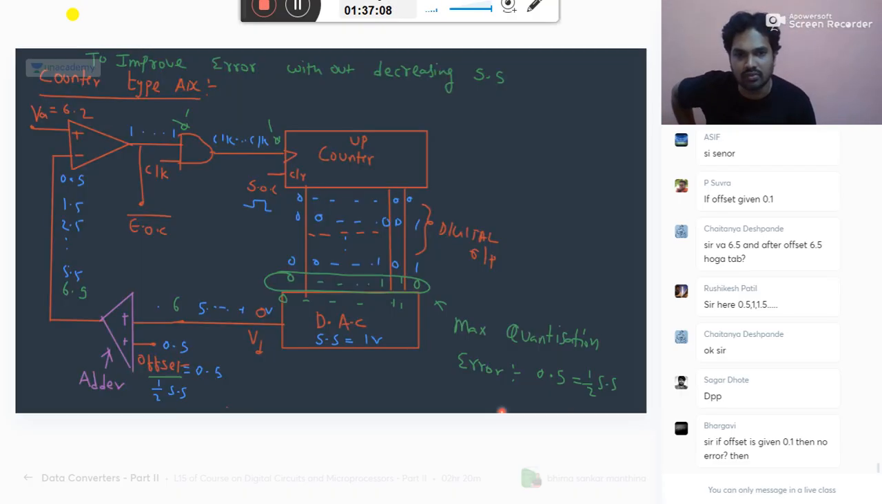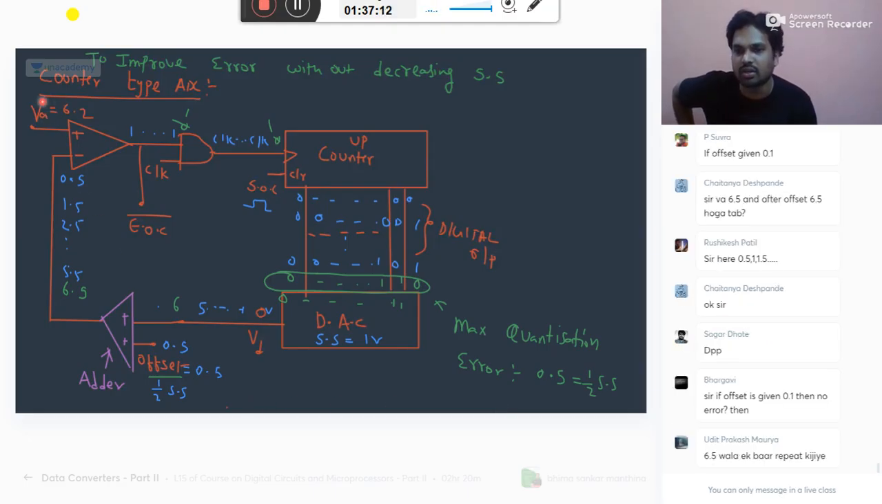Bhargavi, please don't think for this input only. Think for any random input, it should work. Okay, you take 6 point. See, don't say, sir, I will give here 0.2. Then your error will be 0, sir.